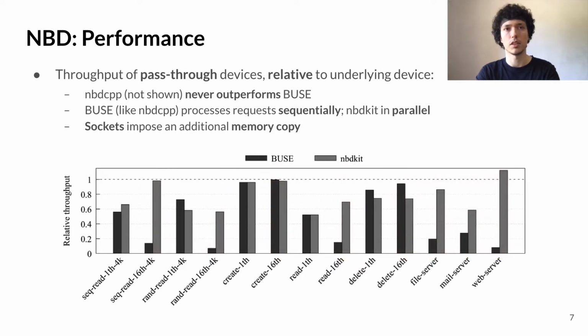One major factor limiting the performance of all NBD-based solutions is that they use sockets for communication between the client of the block device and the user-level server that handles requests. This imposes an additional memory copy of the data being read or written, first from the client to a socket buffer, and then from there to the server, and vice versa.